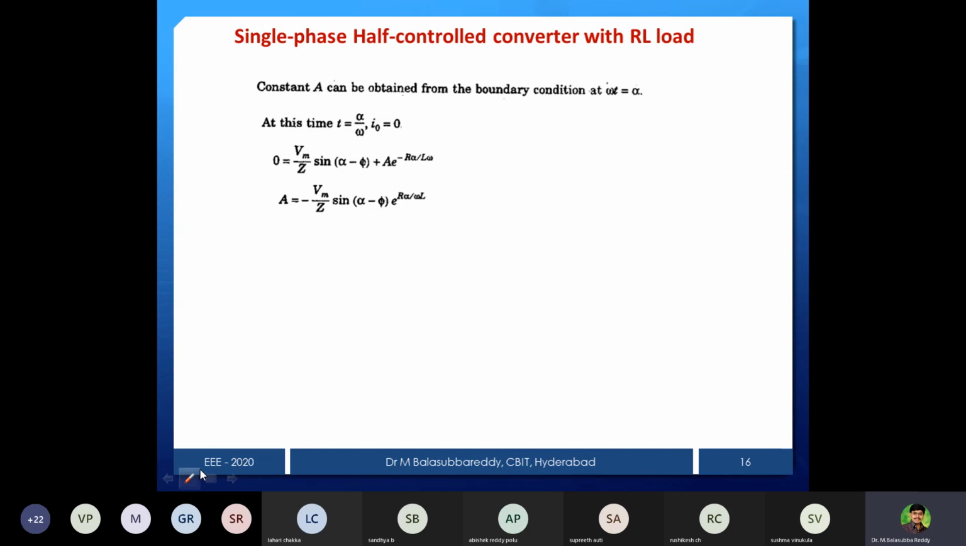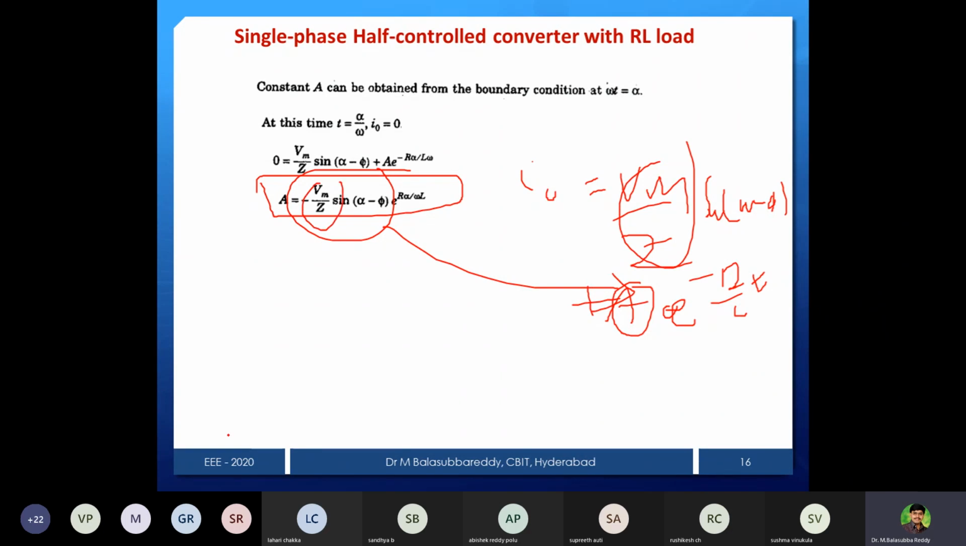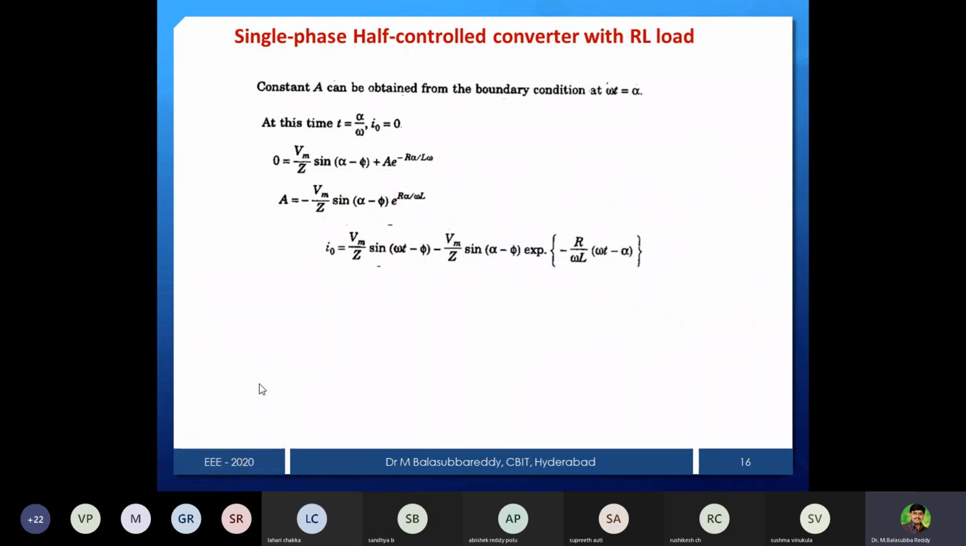Once A is known, where do you substitute it? In our output expression. What is our output expression? i naught is equal to Vm by Z sin(omega t minus phi) plus A into e power minus R by L into t. This is our output expression, but now I know what A is. Substitute that A value here and take the common parameter: here also Vm by Z and here also Vm by Z, so take Vm by Z common. Now simplify that and we get the i naught expression.